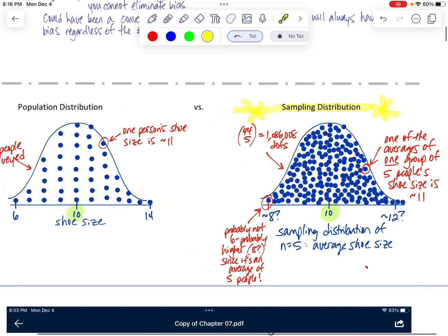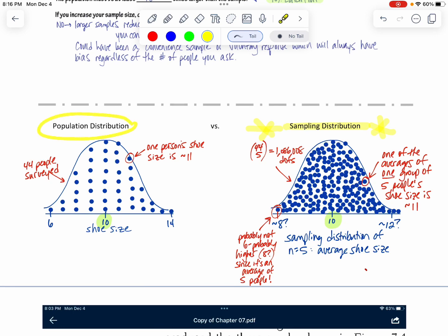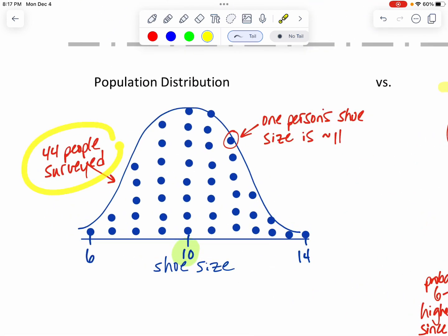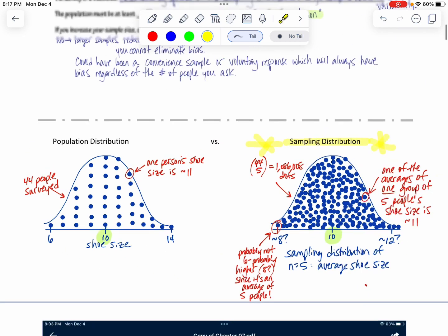Why are there so many more dots on the sampling distribution than there are on the population distribution? That's a question that comes up every year. It's a great question, but what I need you guys to know and understand is that the population doesn't have to be a huge, massively large millions and billions number. Okay, if my population is just my 44 stats students, then I only have 44 dots here. No big deal. But I have way more dots over here because there are this many different ways of choosing a group of 5 to come put a dot on the board for their average shoe size amongst that group of 5. There's a bajillion dots here. 1,086,008 actually.